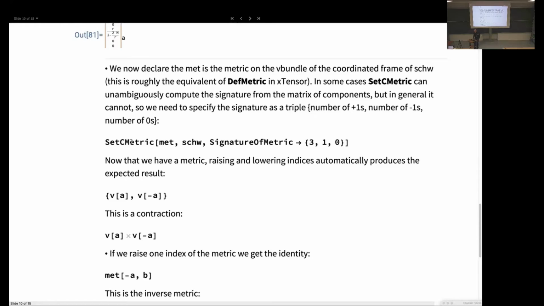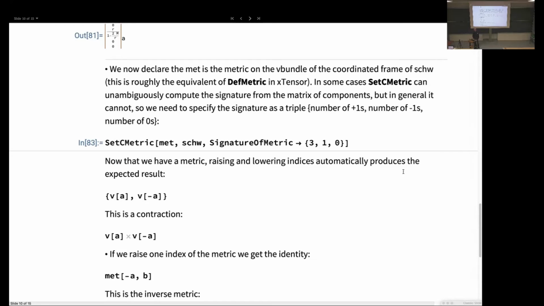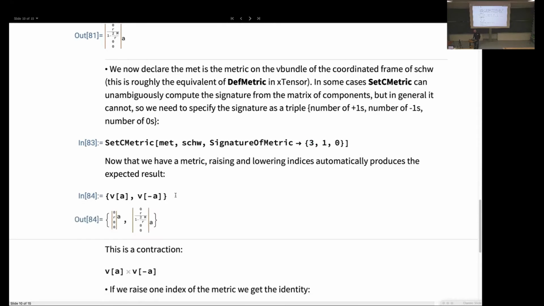We do set symmetric. Now we say this is going to be a metric. We are going to be using that chart as the chart of the component fields inside the metric, and it has this signature. In principle, it should be able to compute the signature, but just in case it has problems with the signs, it's better to tell how many positive signs, negative signs, and zeros. Okay, so now it knows the metric, so it can automatically raise and lower indices of everything.